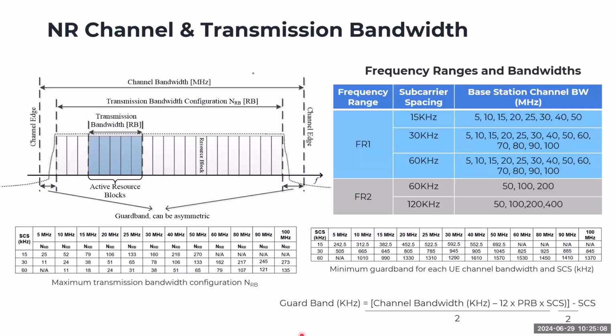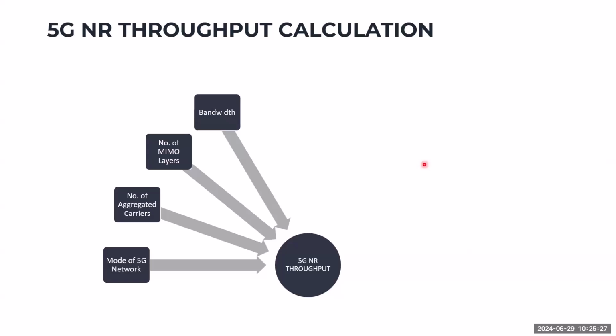Okay? So if you want to calculate the guard band, meron yung guard band. So you have the channel bandwidth, minus 12 PRB subcarrier spacing, minus subcarrier spacing divided by 2. So these are all based sa 3GPP standard na pinakita ko. Okay? Ayan. So you have the bandwidth. Okay ba tong bandwidth?